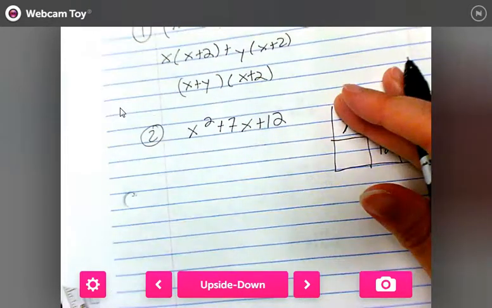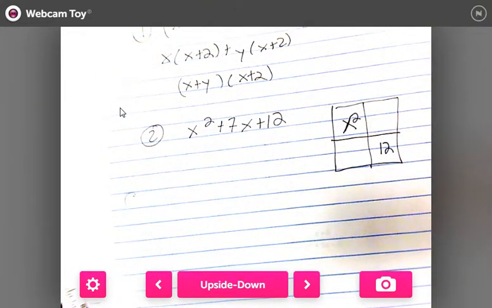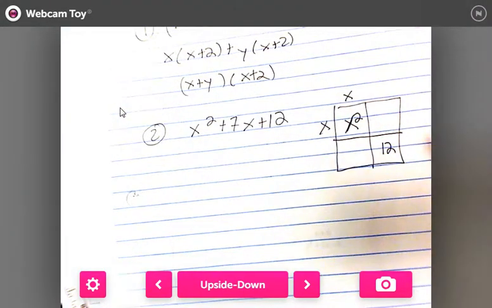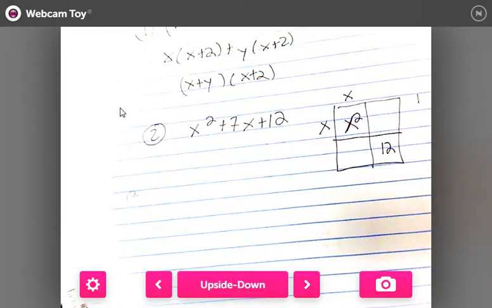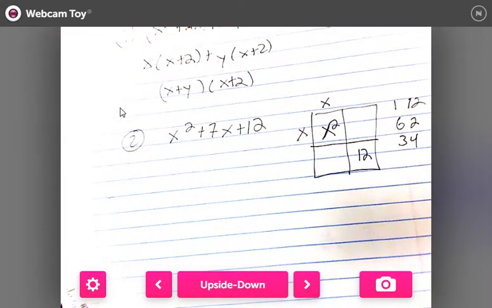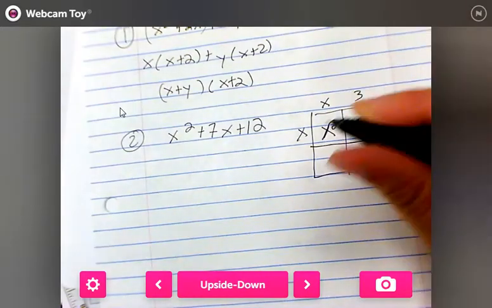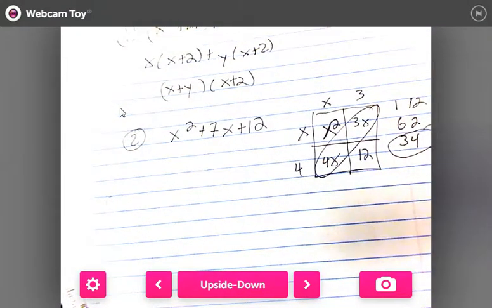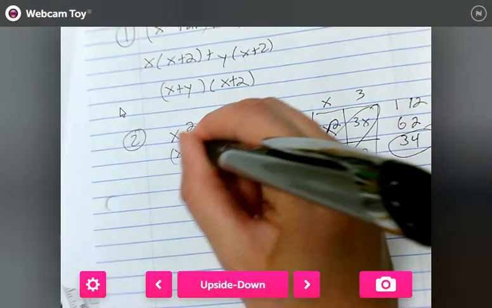So what times what gives me x squared, guys? Put your phones down, guys. Focus, be awake. Write down what I'm writing down. Okay. So x squared is just going to be x and x, right? So what numbers multiply to give us 12? We've got 1 and 12. What else? 6 and 2. What else? 3 and 4. Which ones are going to add up to 7? 3 and 4. So I want to use these. So I get 3x and 4x. That does add to 7x. So my answer is just x plus 3, x plus 4.